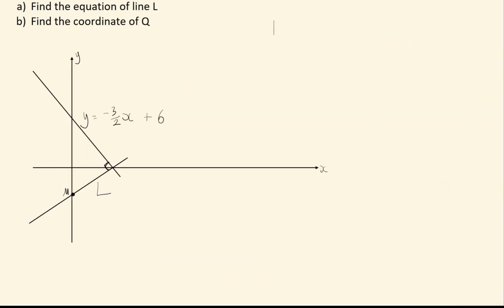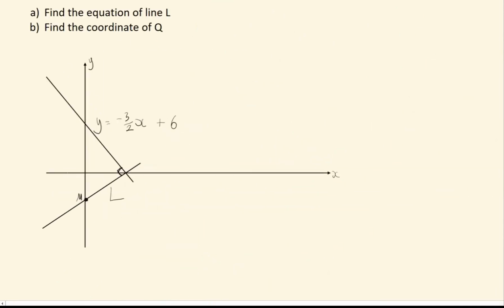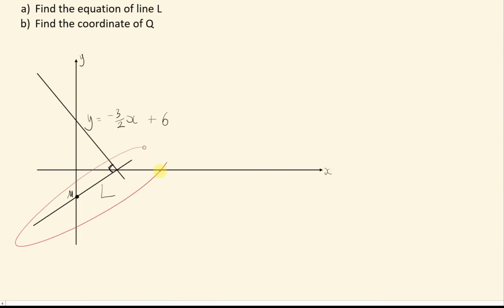Okay, let's just see one more idea like this. So here again we've got 2 lines. They are perpendicular to one another, and we have the equation of this first line. So first thing we're asked to do is find the equation of line L, which is this line down here. Okay, let's get started. So y equals mx plus c. We want the perpendicular gradient for minus 3 over 2, so we flip it upside down and get rid of the minus sign.